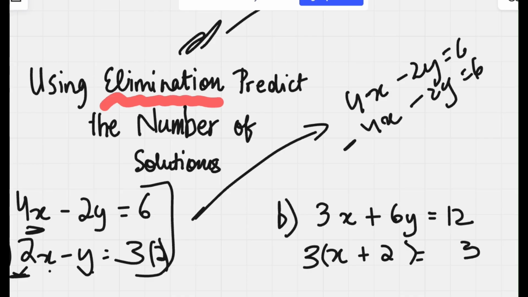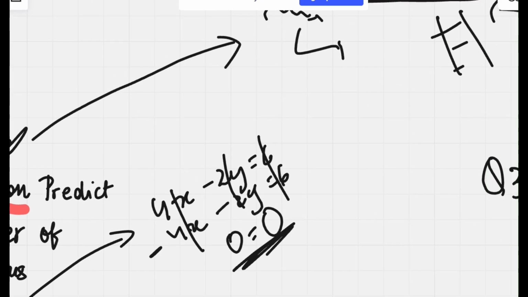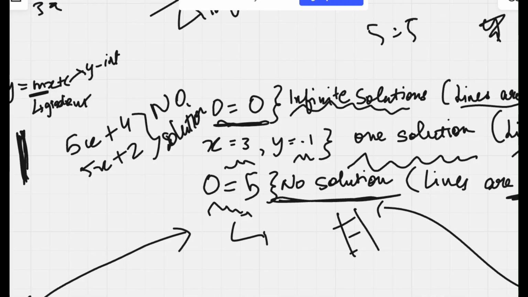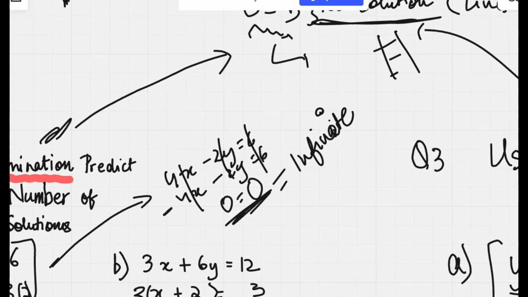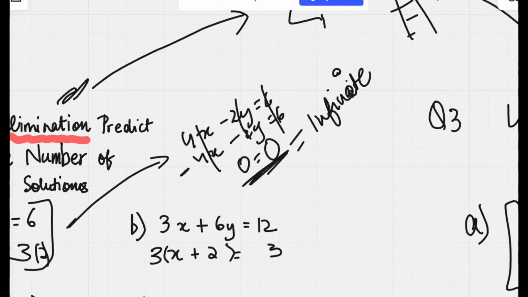And when we put in a subtraction sign here, they all cross out. We get 0 equals 0. And what does that mean? That means right here that there are an infinite amount of solutions. Infinite, sorry. My grammar's been just wild these past few days.